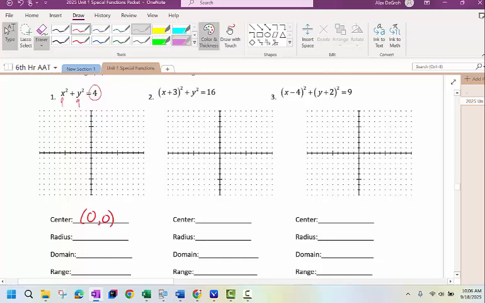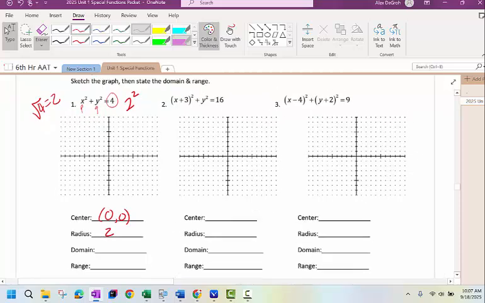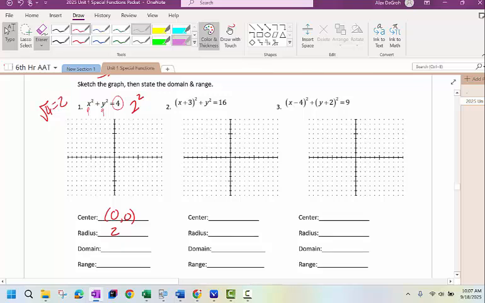And our radius, some of you are going to say 4. It's not 4, it's 2 squared is 4. So what number squared? So you have to do the square root of 4. Square root of 4 gives us 2. That's our radius. Now it asks you for domain and range too. So we sketch the graph, then do the domain and range.